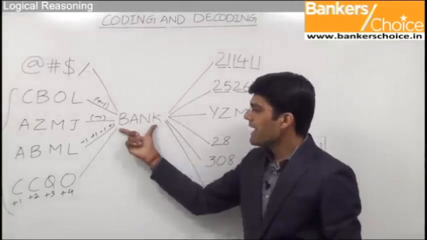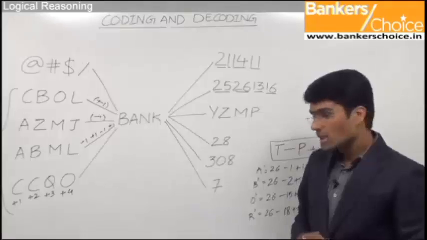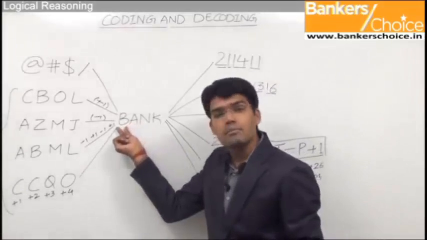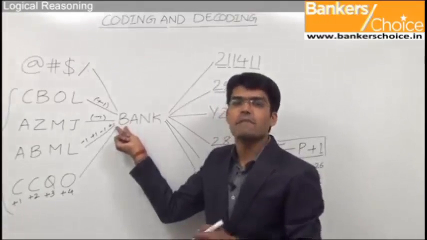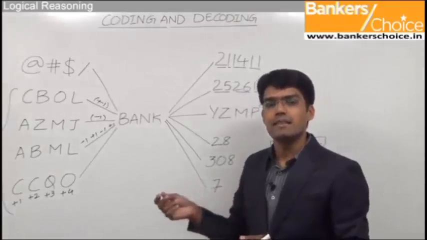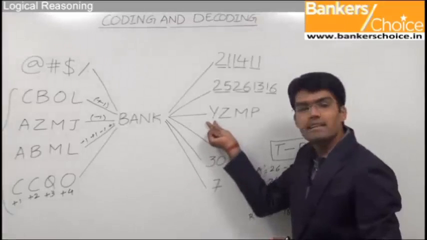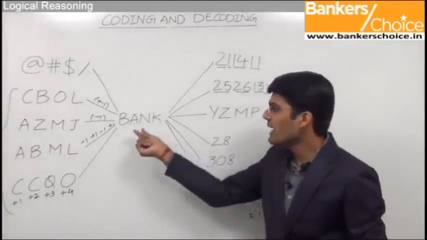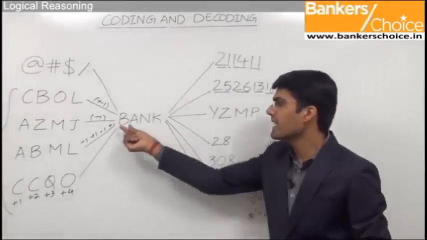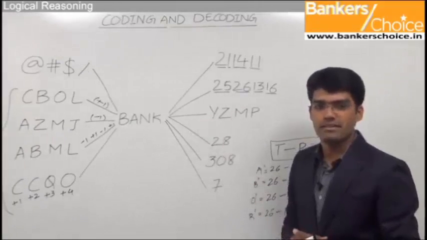Here the word bank has been taken as YZMP. Now the logic in this type of coding is as follows. We know that the letter B is second in the alphabetical order. But when we come from the reverse side, that is in the reverse alphabetical order, the same second position will be occupied by the letter Y. So that is why B has been replaced with the letter Y. So B is the second letter in the alphabetical order and Y is the second letter in the reverse alphabetical order.